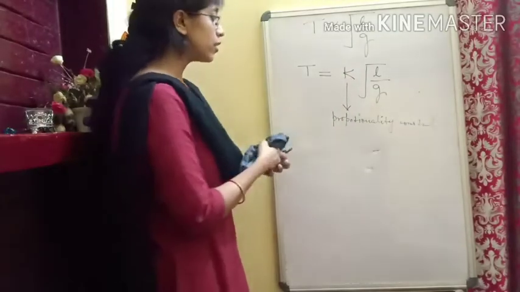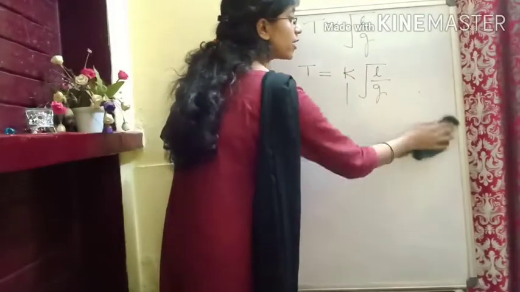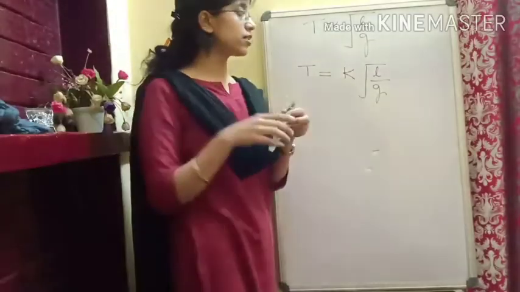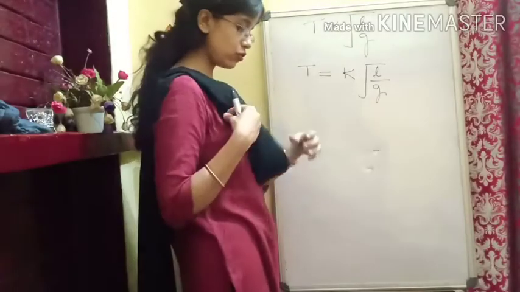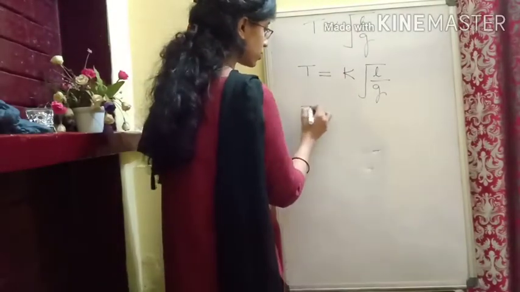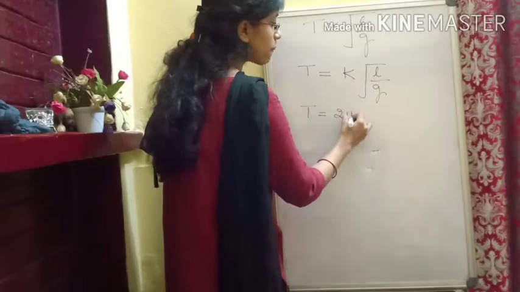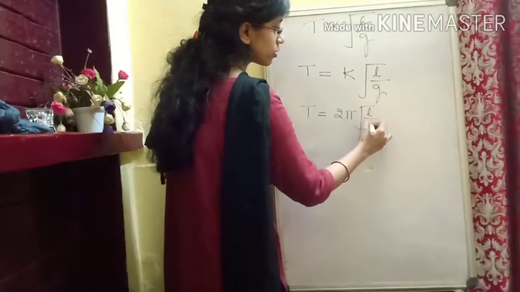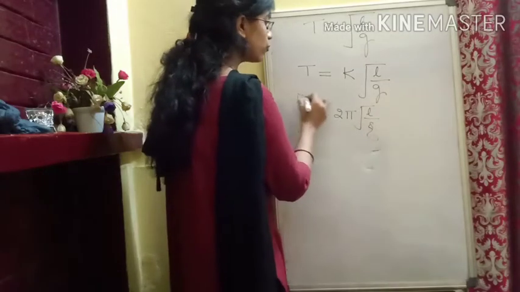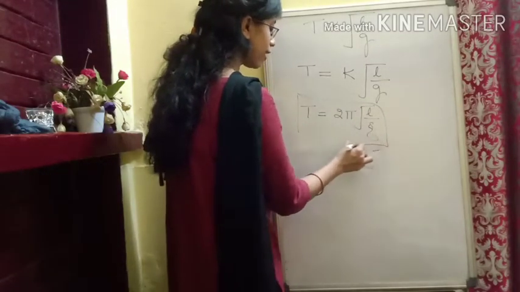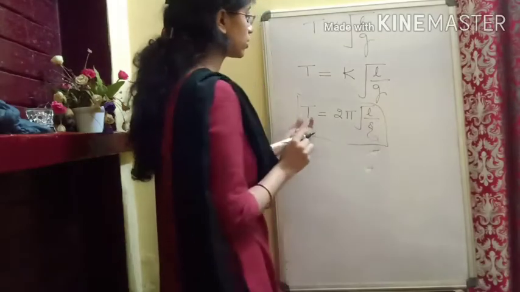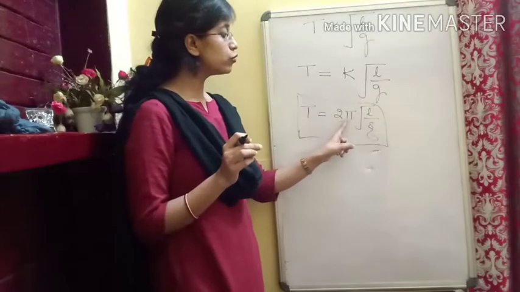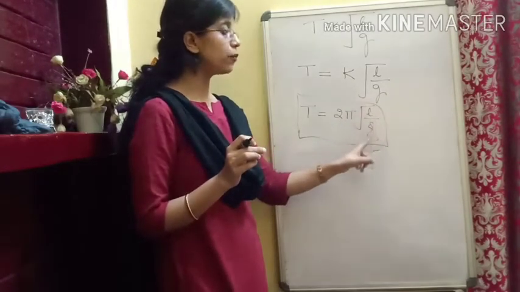Is it clear? Now next, experimentally it was found that the value of this constant, since it is a constant, it will have some value. The value of this constant was coming 2 pi. 2 pi is a constant. So the value is coming 2 pi under root L by G. And that's how we have derived the mathematical formula for the time period of a simple pendulum. It is simply T equals 2 pi under root L upon G.